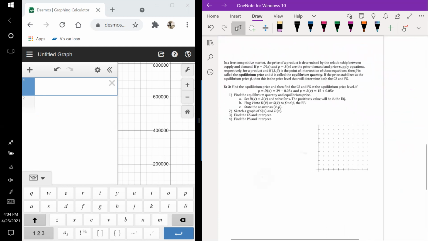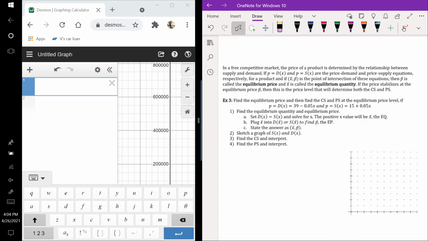Okay, last page. All right. In a free competitive market, the price of a product is determined by the relationship between supply and demand. If P equals D of X and P equals S of X are the price demand and price supply equations, respectively, for a product, and if X bar, P bar is the point of intersection of these equations, then P bar is called the equilibrium price, X bar is called the equilibrium quantity. If the price stabilizes at the equilibrium price P bar, then this is the price level that would determine both the consumer surplus and producer surplus.